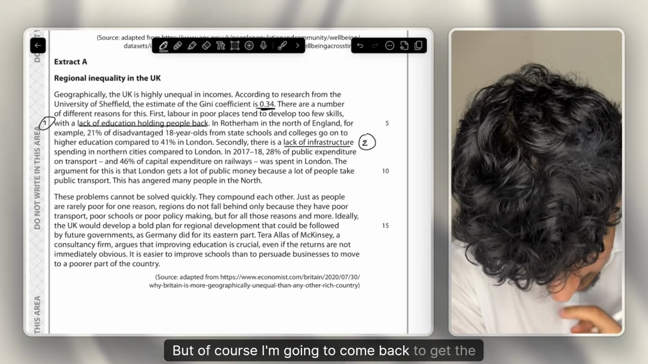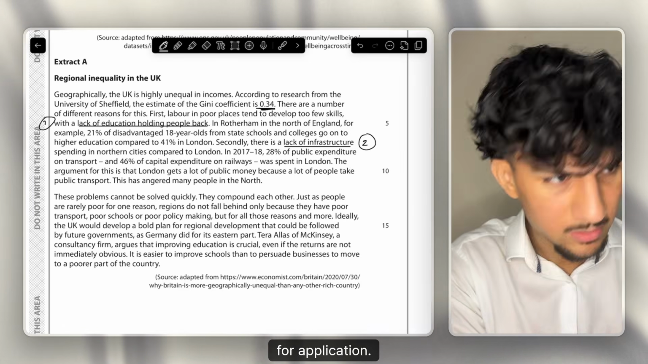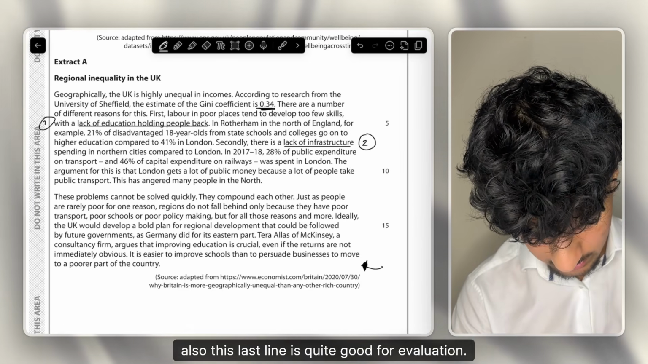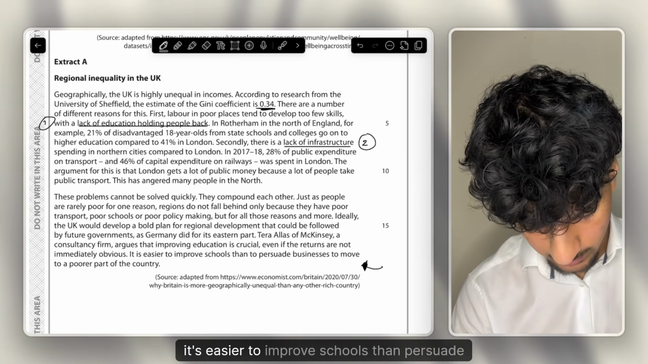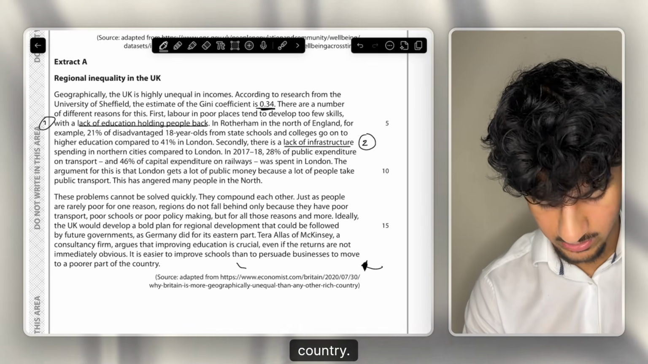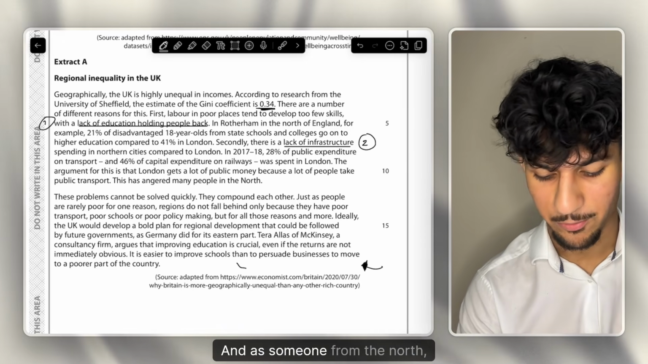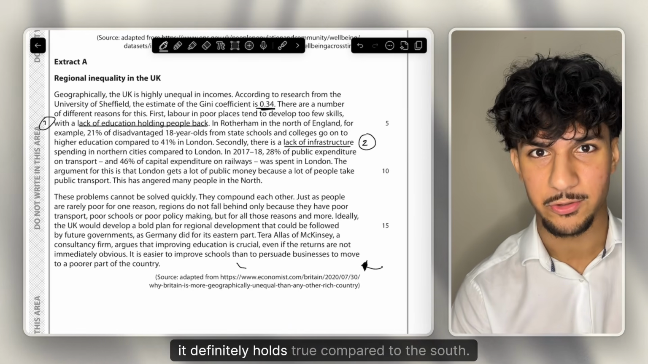But of course I'm going to come back to get the application, since it's an 8-mark question, there are 2 marks reserved for application. Also, this last line is quite good for evaluation: it's easier to improve schools than persuade businesses to move to a poorer part of the country. Now, although you probably only care about this for your exams, this is real life, and as someone from the north, it definitely holds true compared to the south.